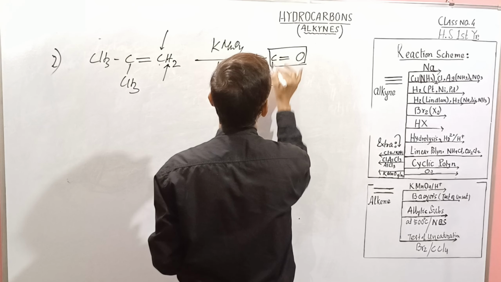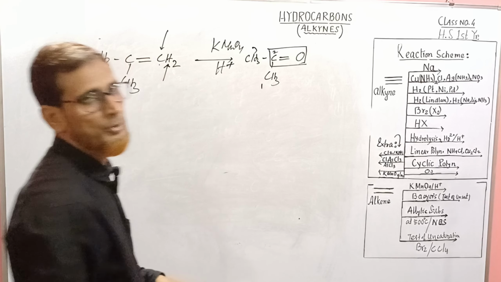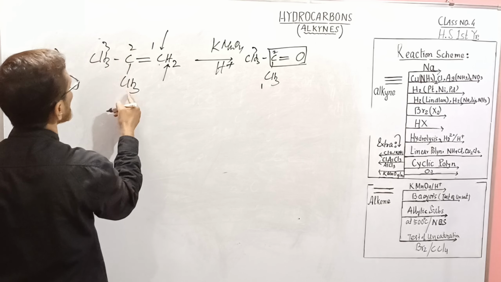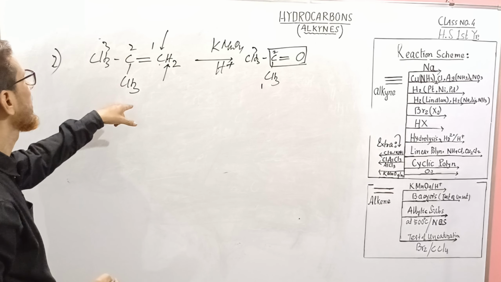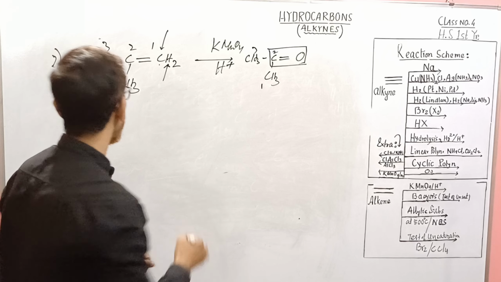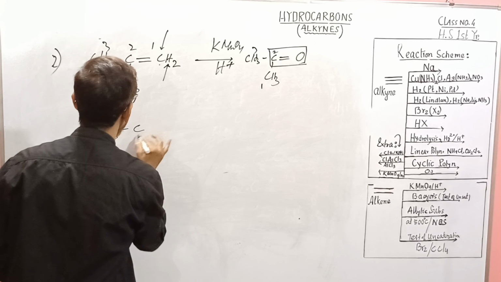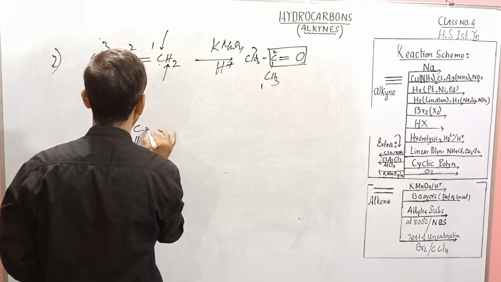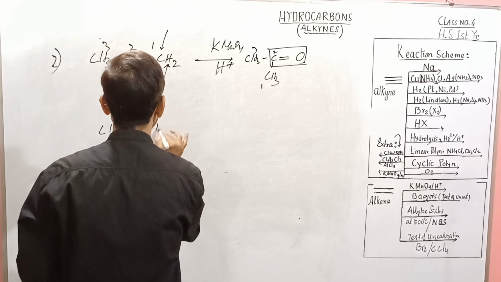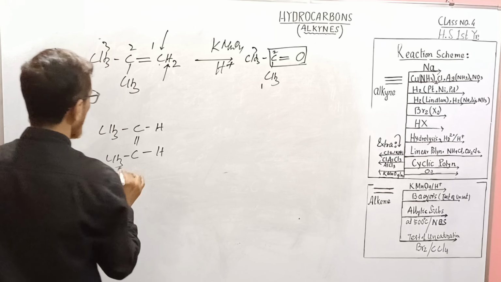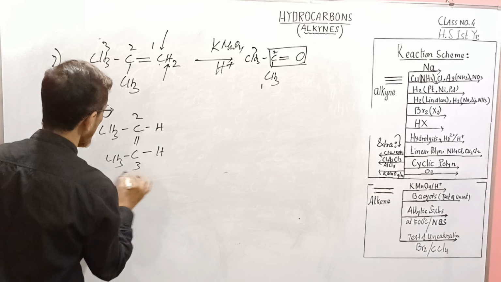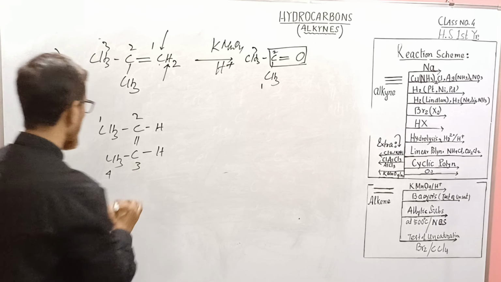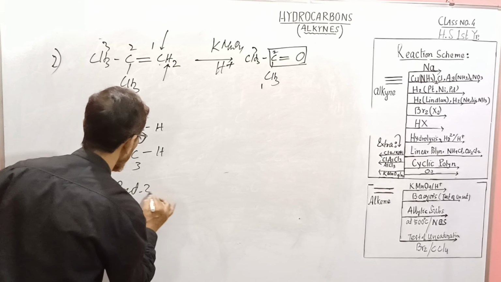1, 2, 3: propan-2-one. 1, 2, 3: 2-methylpropene. If you are given the question in this way, see, this is 1, 2, 3, 4: but-2-ene.